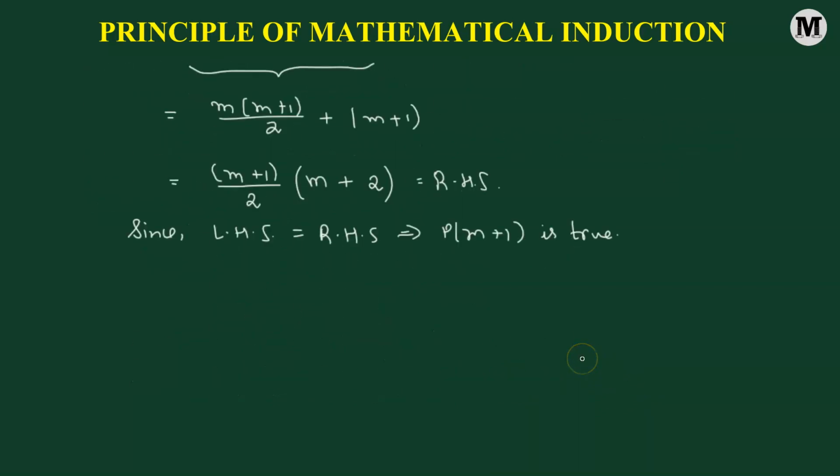Since this is a true statement, therefore we can finally say that hence P(n) is true for all values of n belonging to the set of natural numbers. That means any natural number that we pick, the statement is always going to be true. So we have successfully proved our problem using the principle of mathematical induction.